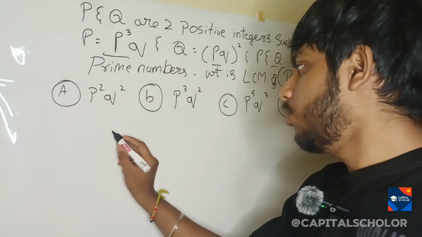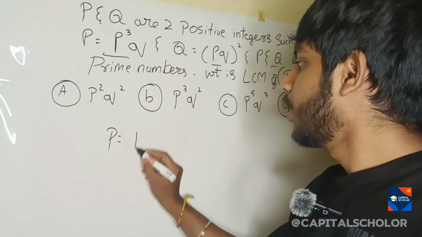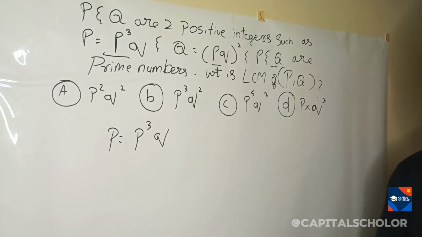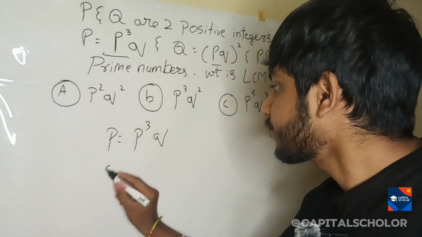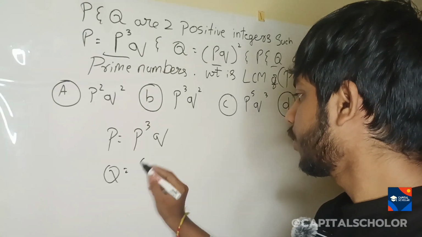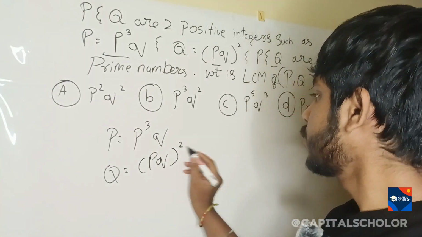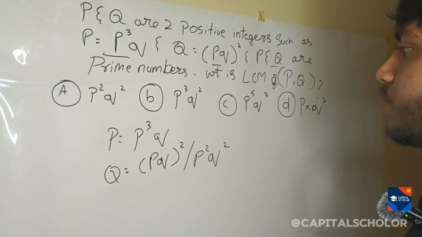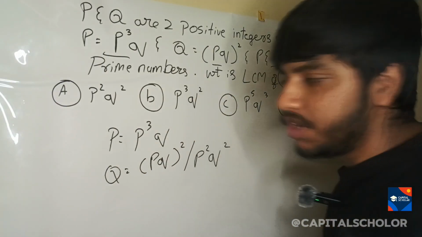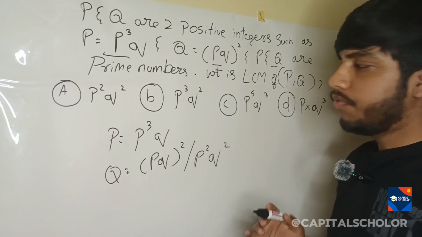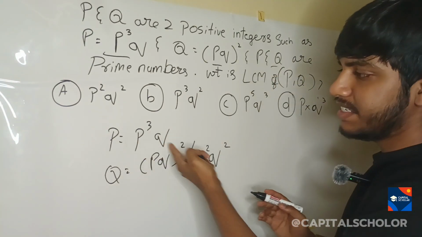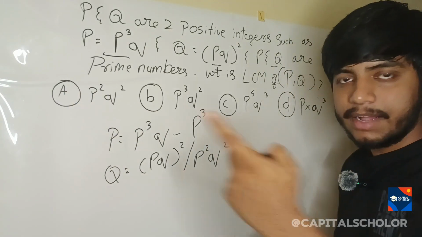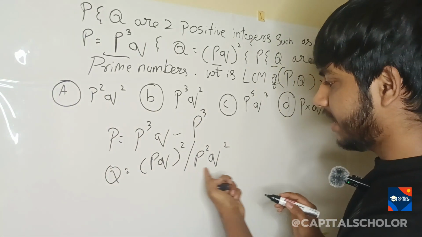First let's see what P is. P is equal to p cube q. Okay, this is all right. Q is equal to (p q) whole square, or p square q square. It's such an easy question. Now we are told to find the LCM. So which is the highest power in P? p cube is the highest in P. Which is the highest in Q?